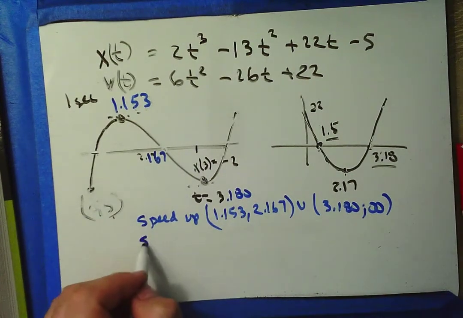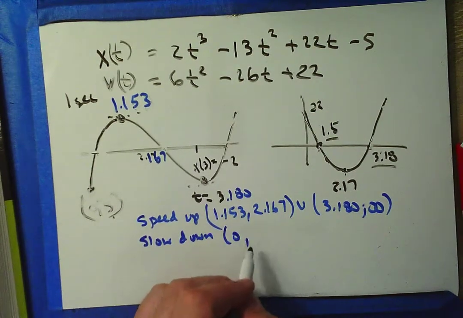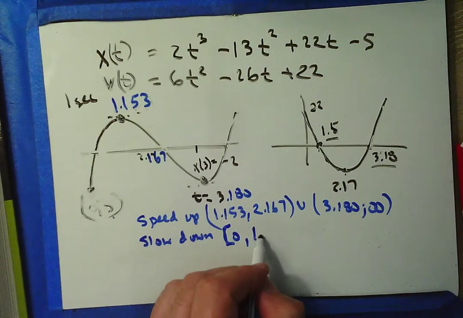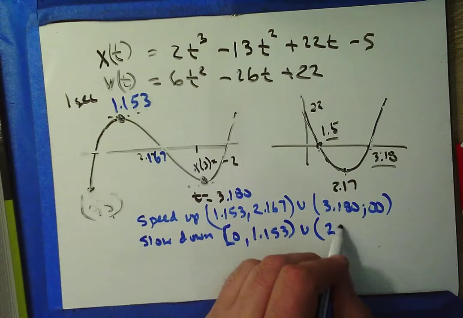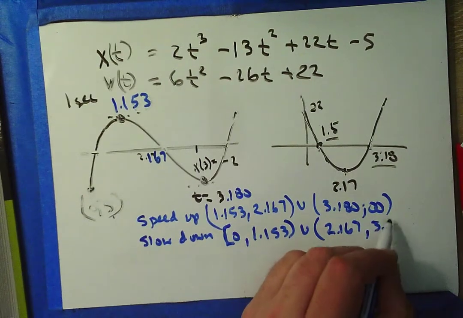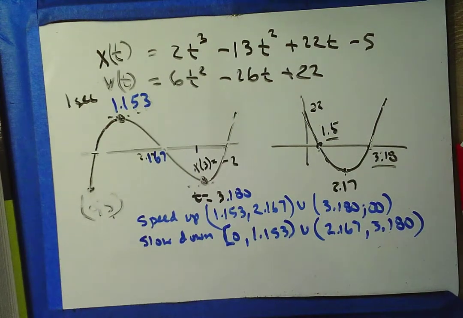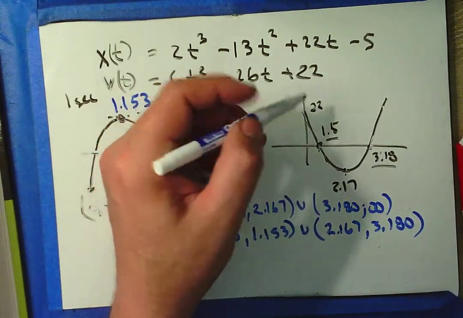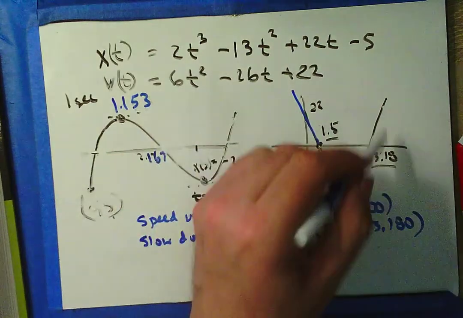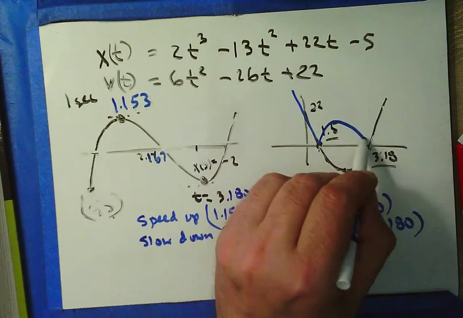So slowing down, we've got 0 to, and I guess you could use a bracket here, 1.153 union 2.167 to 3.180. Okay, so then the question is, Mr. Kukla, how'd you know that? Well, I graphed the speed graph. Remember, speed is the absolute value of velocity, so I'm going to make the absolute value of this velocity graph. All these negative velocities have to flip up.